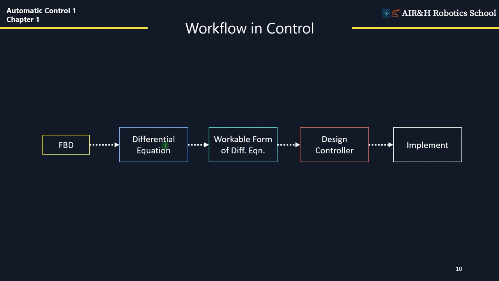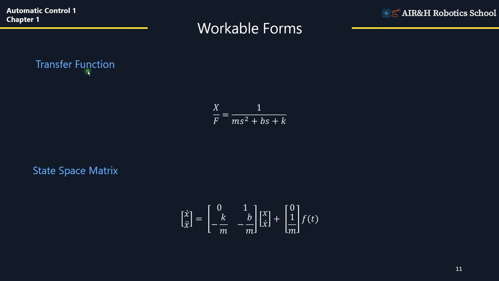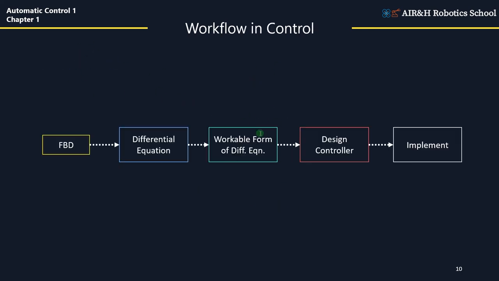So we cannot really do too much about this. So we have to change the form to, for example, a transfer function or state space matrix. And then using this workable form, we can design finally the controller. And after the design, we can implement. However, implement is a kind of murky term.